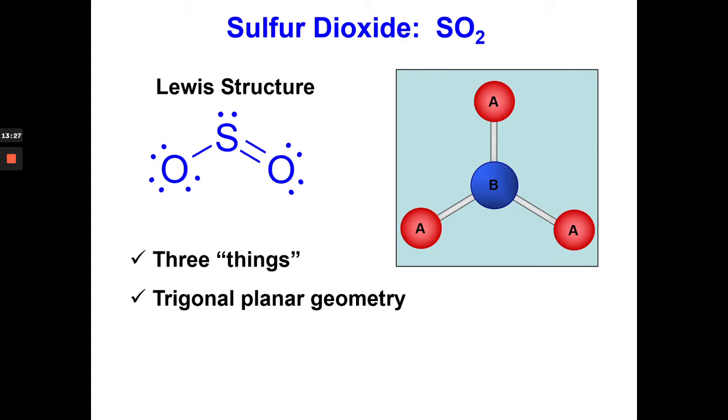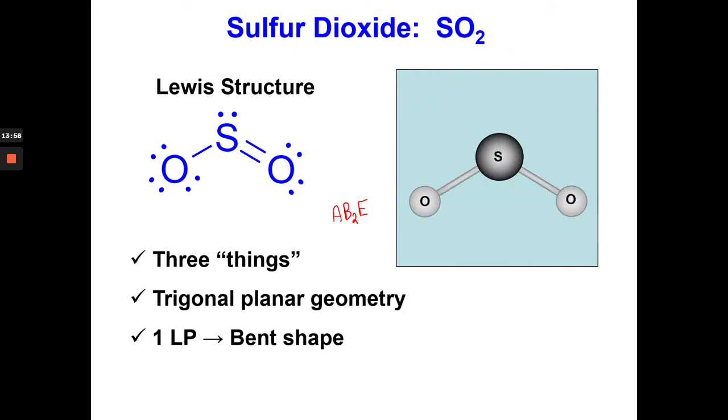Now, that is not the shape of this molecule. If you've listened in my class, we would call this an AB2E, where there's a central atom, 2 things bonded, and 1 electron pair. So because you have 1 electron pair, it's going to bend the oxygens a little bit closer together than what you might expect. And so we call this a bent shape or V-shaped molecule. And so this is really our SO2, what it's going to look like in terms of molecular shape.